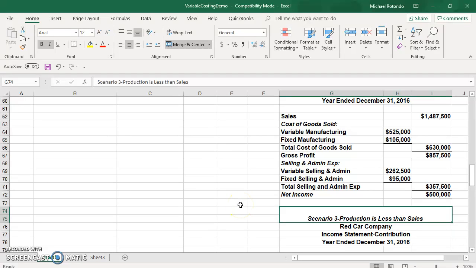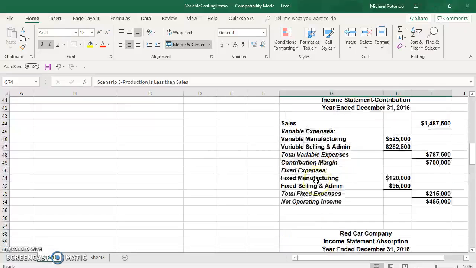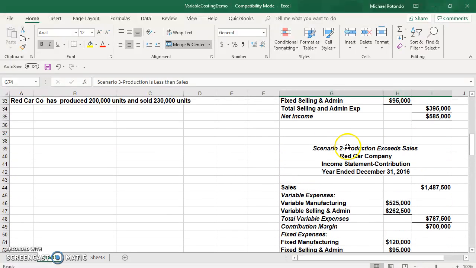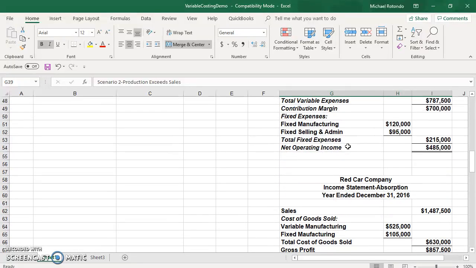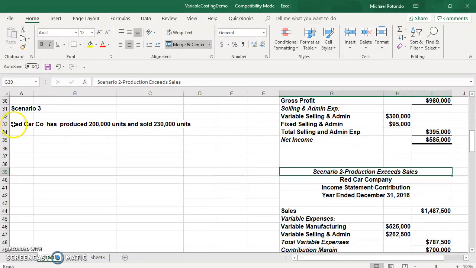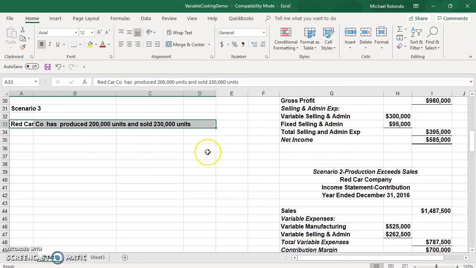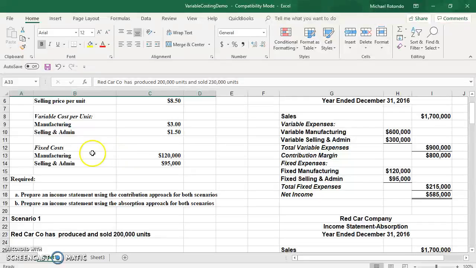So in our last video, we looked at production exceeding sales, and we saw that the absorption net income is higher than the contribution net income. When production is less than sales, so this is scenario 3, where Red Car Company has produced 200,000 units and sold 230,000 units, so they obviously had units they hadn't sold previously. We're going to find something different, right? We're going to find the contribution margin will have the higher net income. And again, that all relates back to the fixed manufacturing.